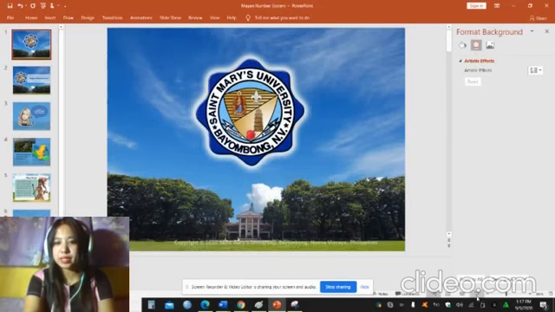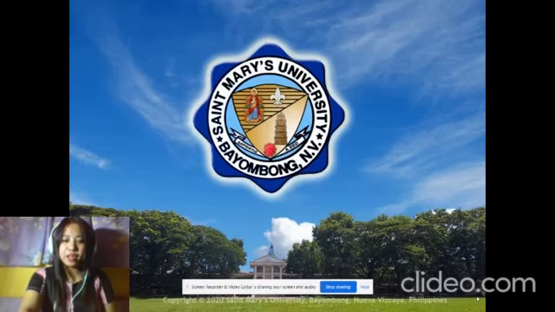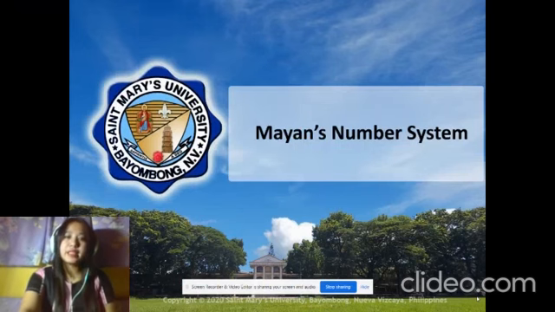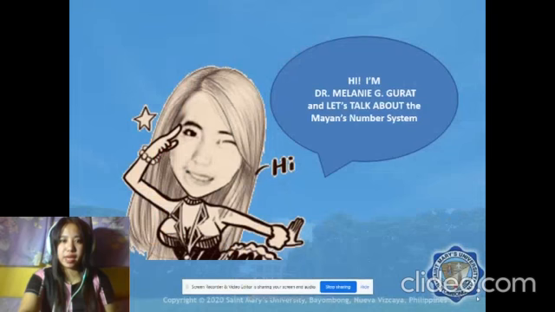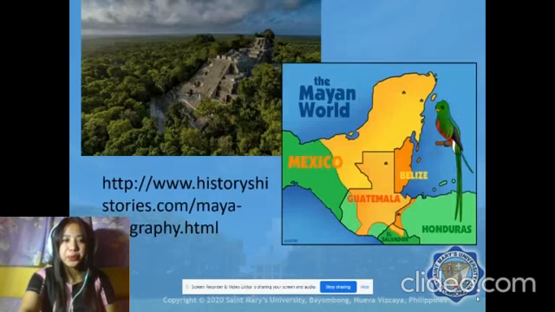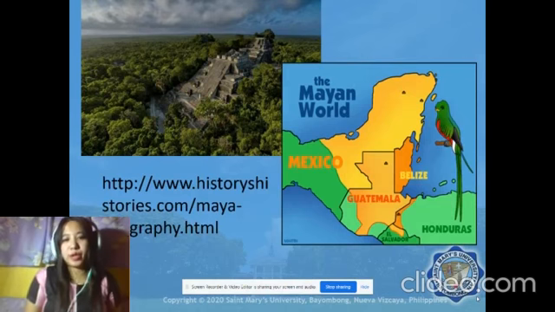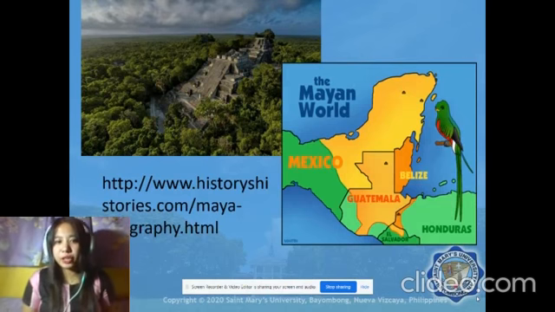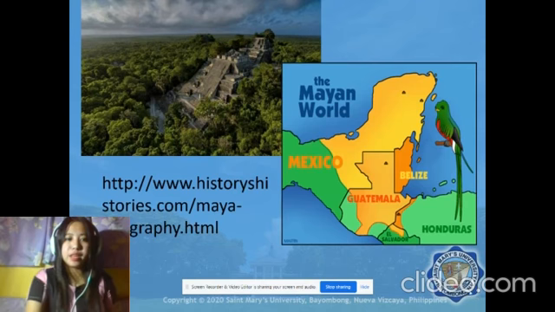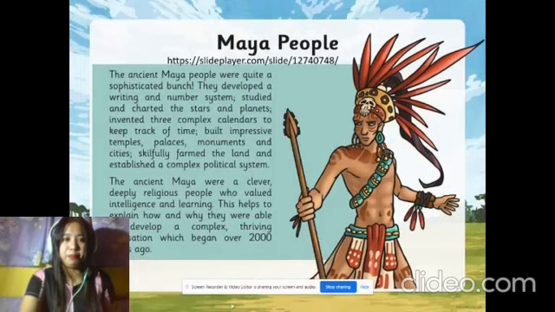So today we will discuss another topic in history of mathematics, and that is the Mayan number system. Let us start with the map where the Mayans are located. Based on these references, these are the pictures that I found of where the Mayans lived. It is a part of Central America.